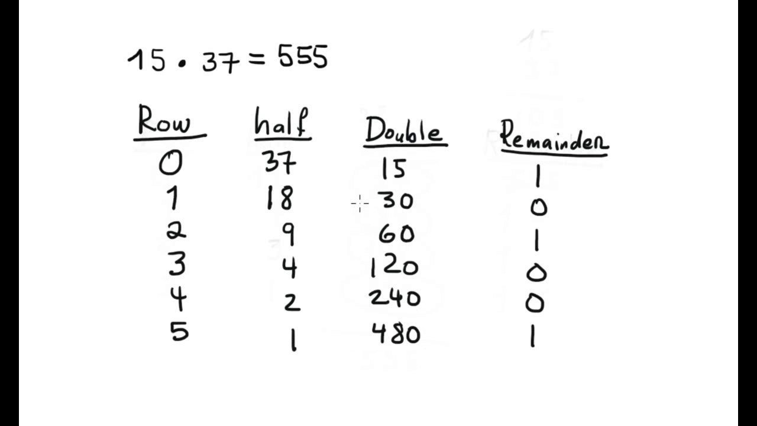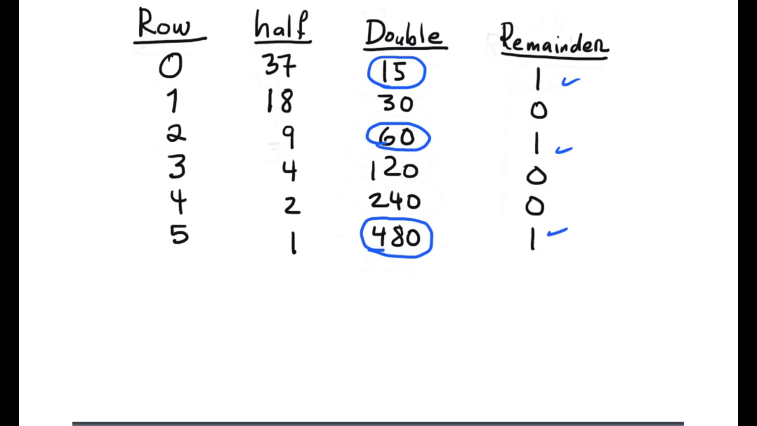Okay, now you see when the remainder is 1. The remainder is 1 here, here, and here, and you take this number, this number, this number, and this number. Okay, and you add these numbers: 480, 60, and 15. It's a 5. 14 and 1, 15, carry that 1, that's 5. And we get exactly the same answer, 555.